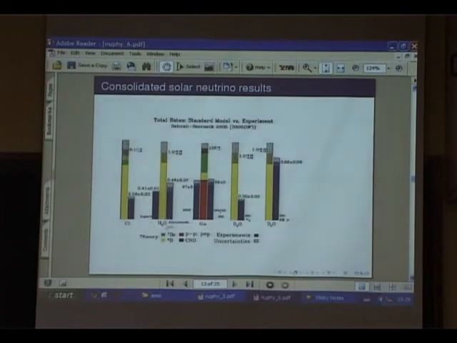The water experiments gave us about 45% compared to 1. Gallium experiments gave us about 60%, maybe also 50%. Roughly 126 out of this, about 50%. If you look at D2O experiments, heavy water experiments with charged current, they give you 30%. And if you look at D2O with all neutrinos, neutral current, it gives you more than 90%.